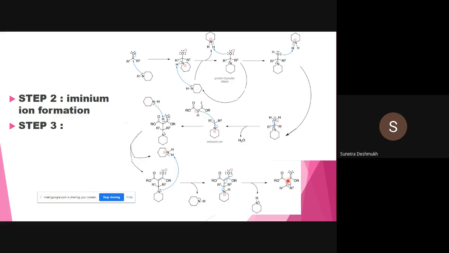So, three major steps. First, we have to generate the nucleophile, that means the enolate or you can say carbanion. Once you generate the carbanion, in the next step you have to react the given aldehyde and piperidine to generate the iminium ion. So in the first step you generated the nucleophile, in the second step you generated the electrophile, and in the third stage you have to do the nucleophilic addition to the electrophile across the carbon-nitrogen double bond, and eventually you will achieve this carbon-carbon double bond as your product.